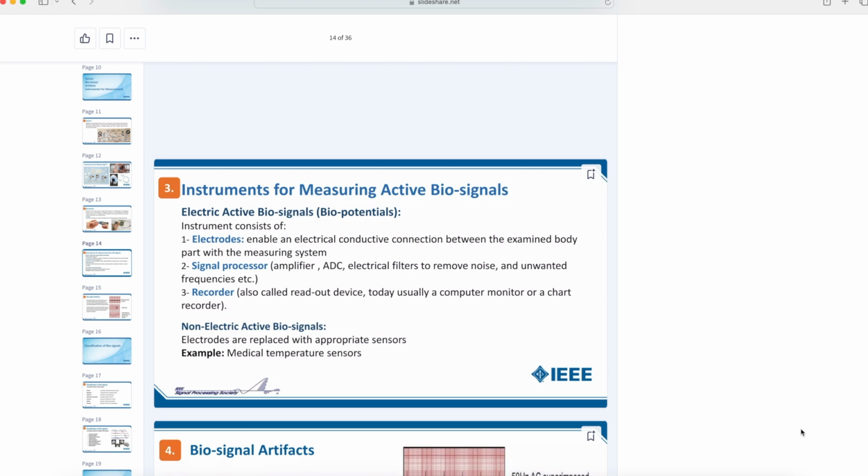Non-electrical active biosignals. Electrodes are replaced with appropriate sensors, for example, medical temperature sensors. Let's read that again. Electrodes are replaced. Electrodes that you thought you had to stick on you are replaced with appropriate sensors.